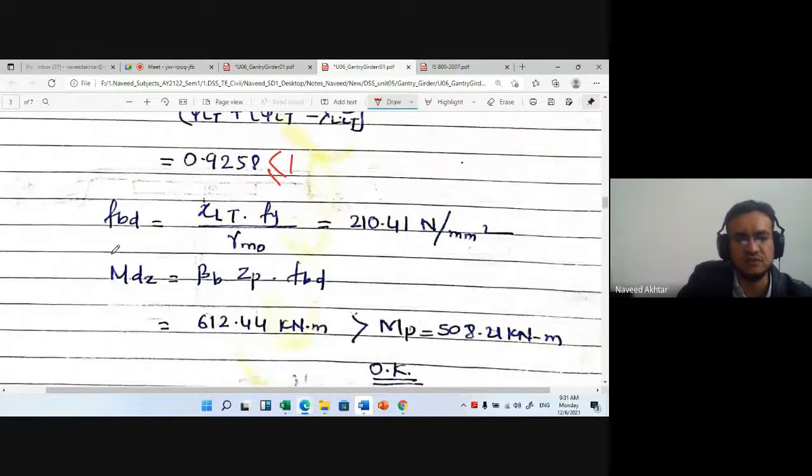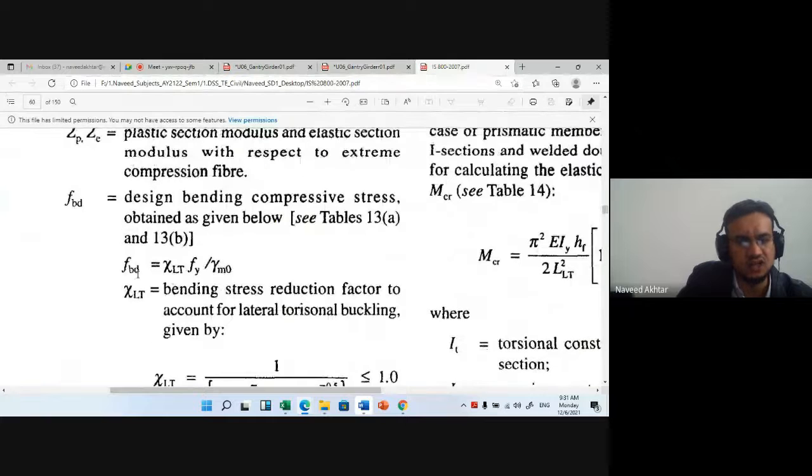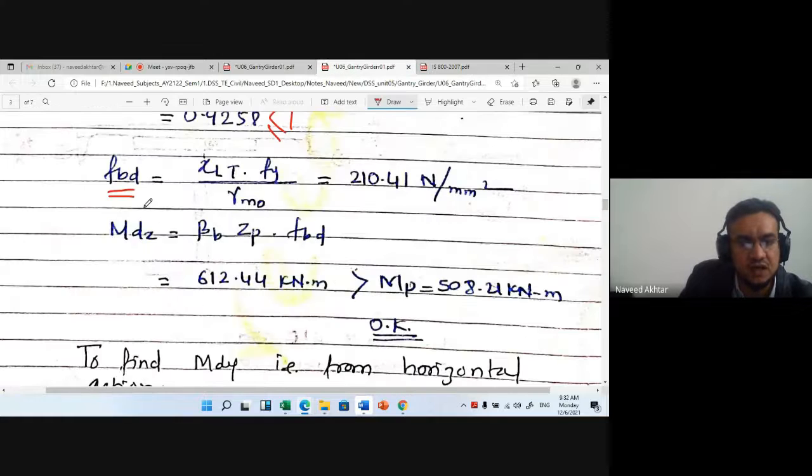and put the value of XLT and FY upon gamma m0. That is the FBD is given in IS code. The FBD is equal to XLT FY upon gamma m0. So FBD we now know here.